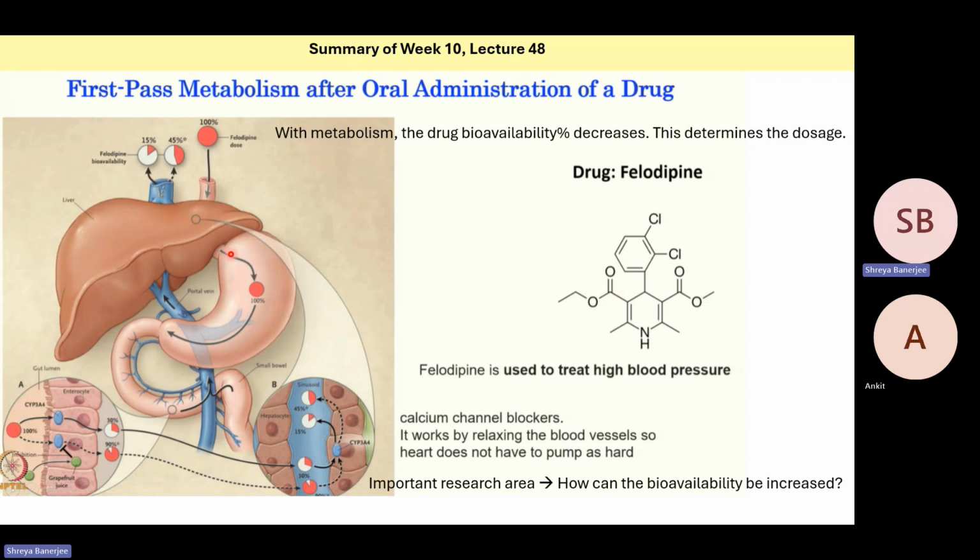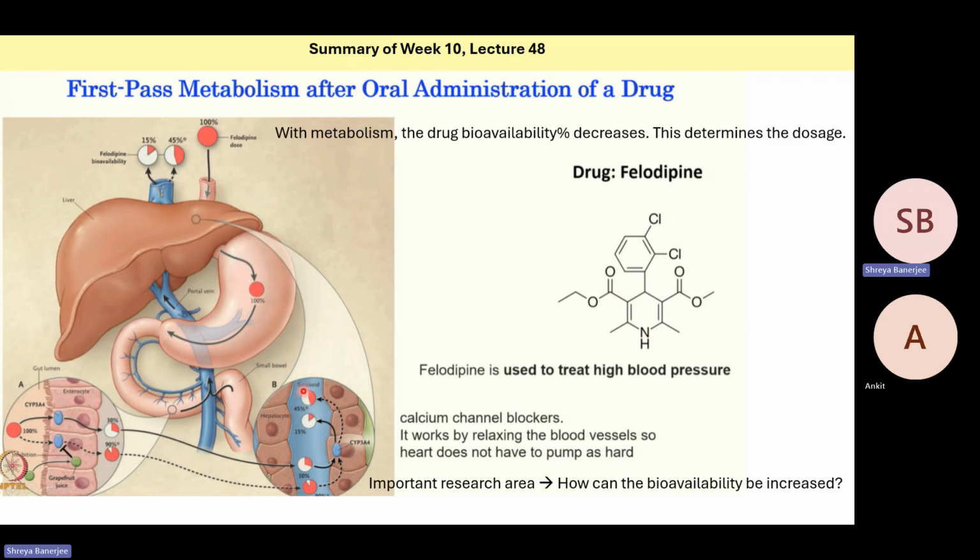So we will look at drug metabolism after the oral administration of a drug. This is a drug called felodipine, which is used to treat high blood pressure. It basically relaxes the blood vessels so that the heart does not have to pump so hard, and the high blood pressure reduces. Now, suppose the initial dosage of this drug is 100%. In the stomach, it continues to be 100%, but when it reaches the intestine, the enterocytes in the intestine contain cytochromes, and that causes metabolism of the drug.